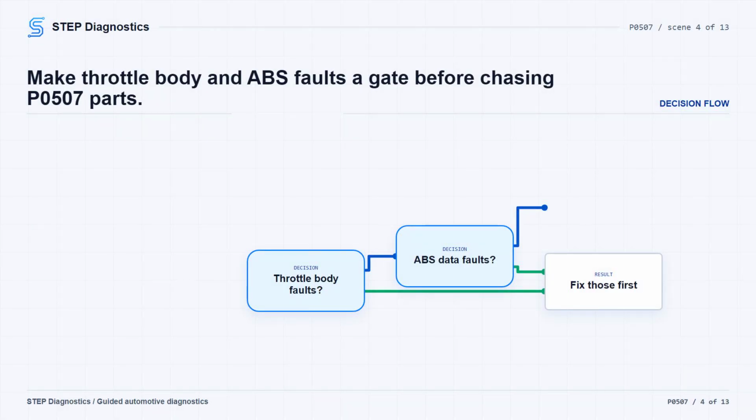Next, look back at the recorded codes. If active or pending throttle body faults are present, handle those first. Also check for ABS module faults that affect communication or vehicle speed information. A loss of communication with the ABS module can make the PCM default vehicle speed to 0 while driving, and that can falsely fail the idle speed rationality check. If those faults are present, correct them before continuing with the P0507 path. If they are not present, move on to the air and throttle checks.